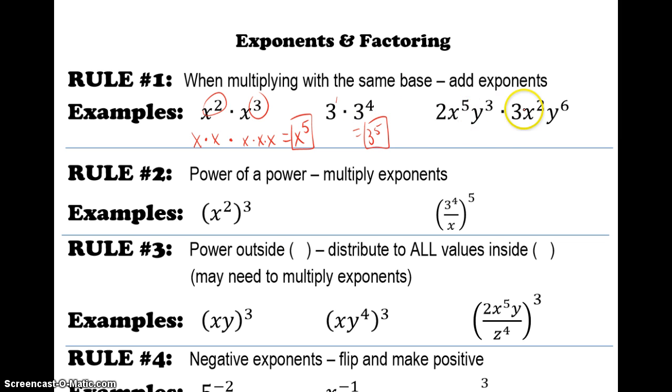And if there's multiple variables and constant terms, for example, we would multiply 2 and 3 and get 6. For x, we could just add the exponents and get 7, and for y, we could just add the exponents and get 9.